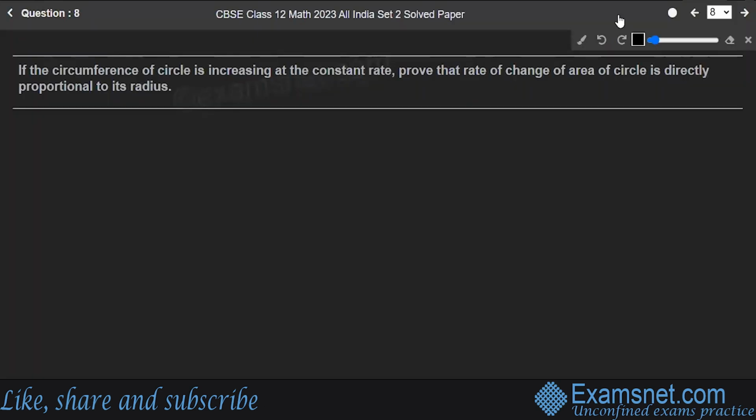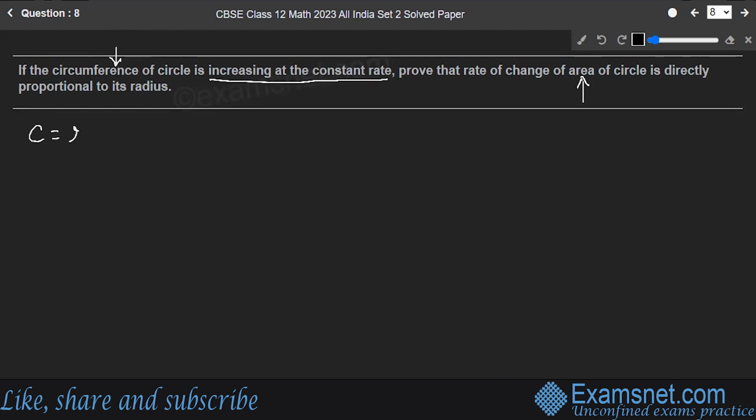Question number 8, if the circumference of the circle is increasing at a constant rate, then prove that the rate of change of area of the circle is directly proportional to its radius. Fine. So we are talking about three things in this question. First is the circumference, then the area, and the circumference is increasing at a constant rate.